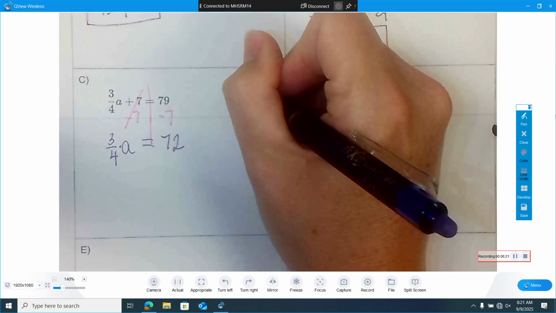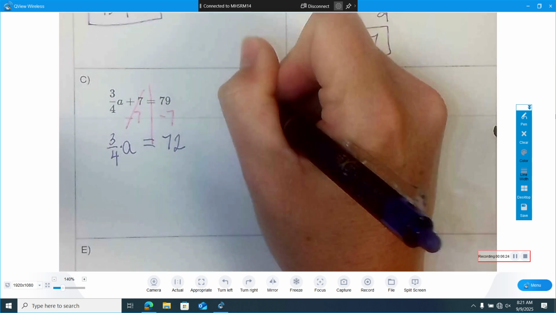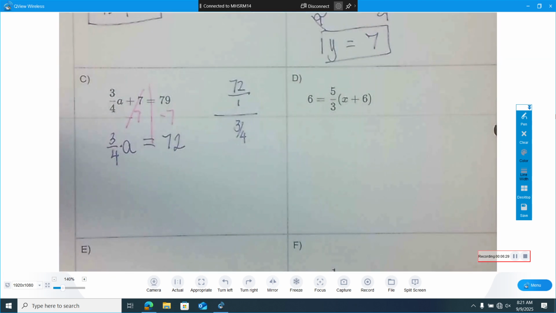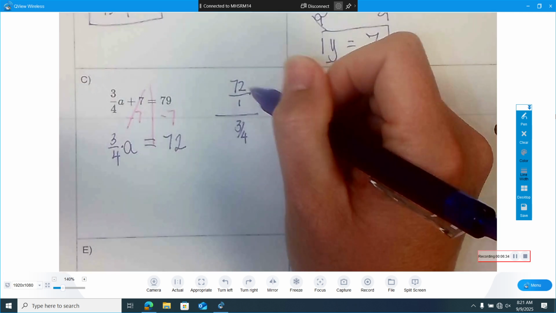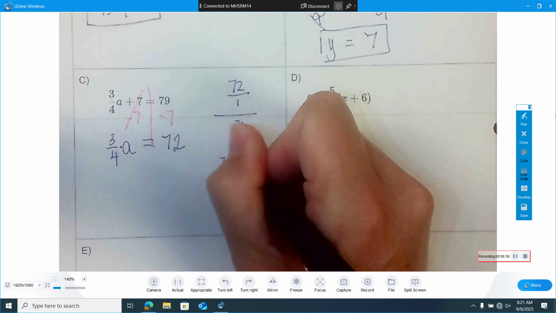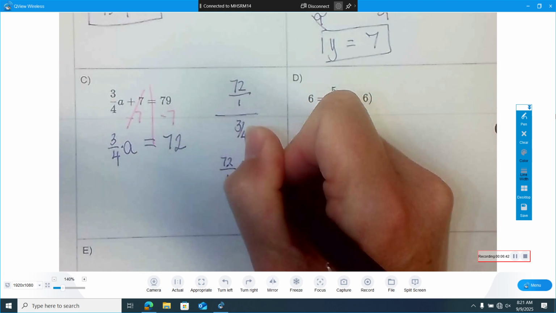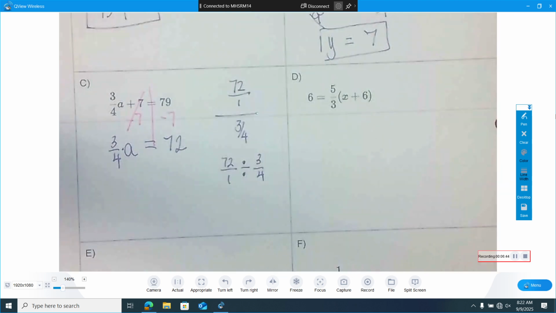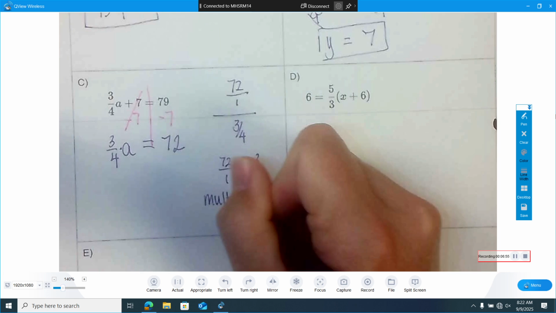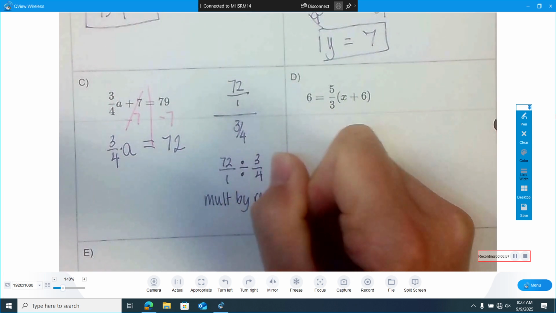So if I had 72 over 1 divided by 3/4, we don't divide by fractions. What do we do? Convert it into a decimal. Oh, wait a minute. Let me write it another way. If I have 72 over 1 divided by 3/4, keep change flip, thank you very much. Keep change flip, or the really mathematical thing to say is to multiply by the reciprocal.